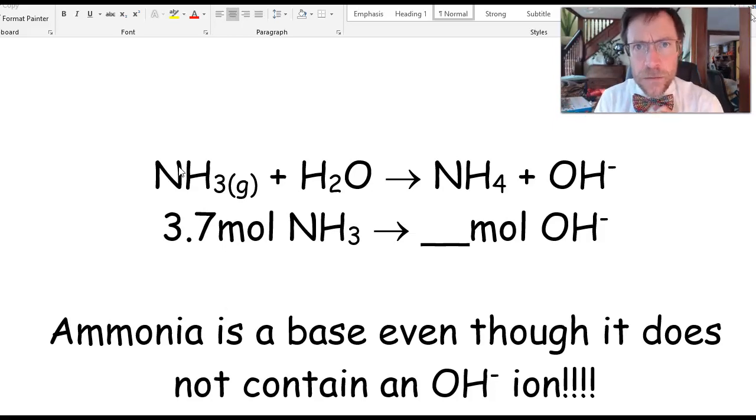Do you understand what I'm saying there? That's how NH3 is a base. Because when you put it in water, it produces a hydroxide ion, and the solution becomes more basic. You dig what I'm saying?